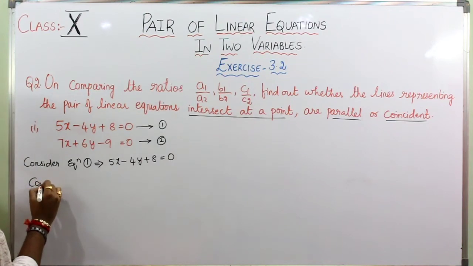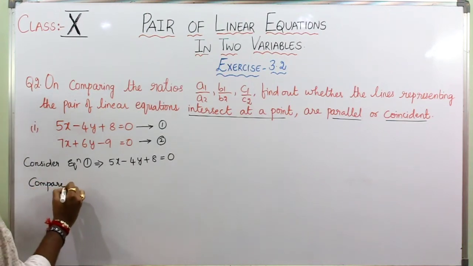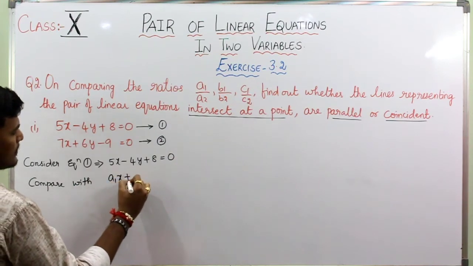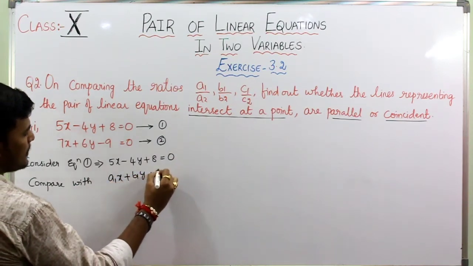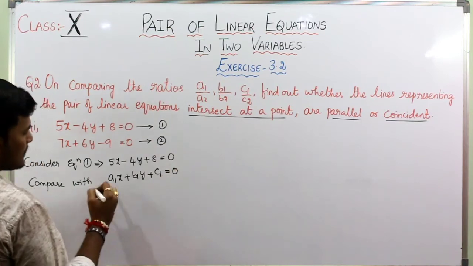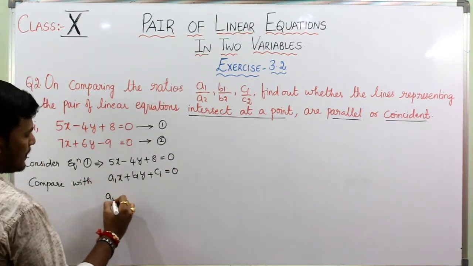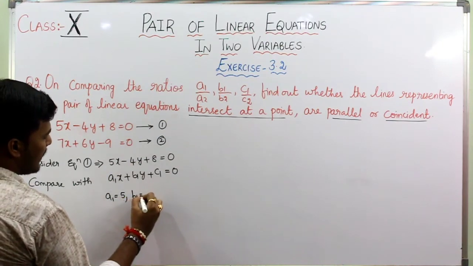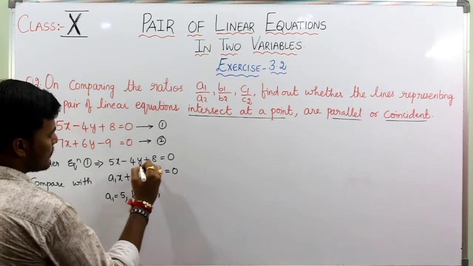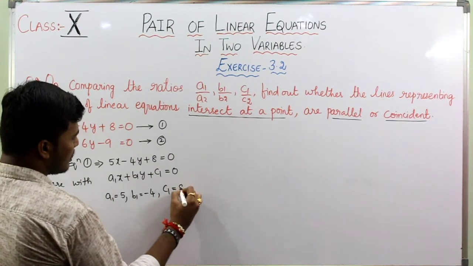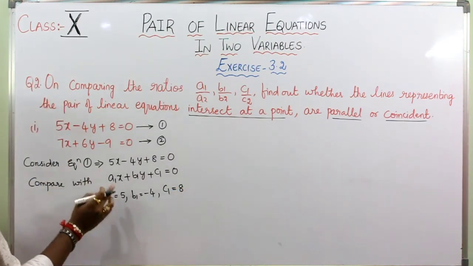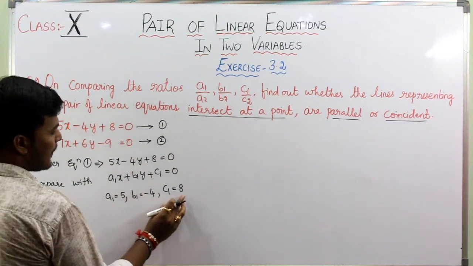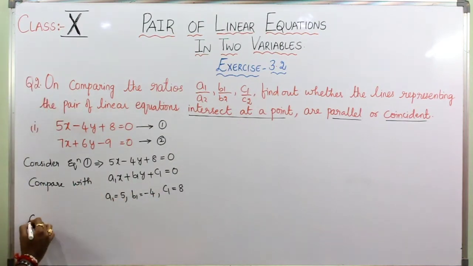Compare with a1x plus b1y plus c1 is equal to 0. So in place of a1 we have 5, in place of b1 we have minus 4, and in place of c1 we have 8. So from this first equation we got a1 as 5, b1 as minus 4, c1 as 8. Now consider equation number 2.